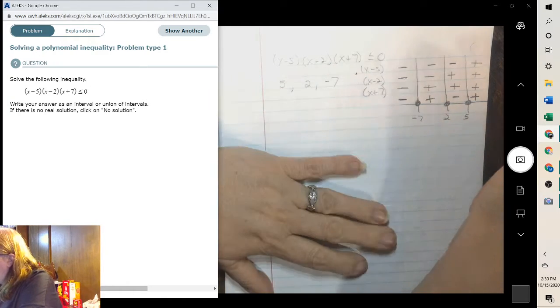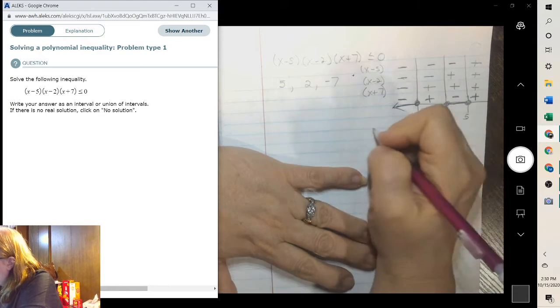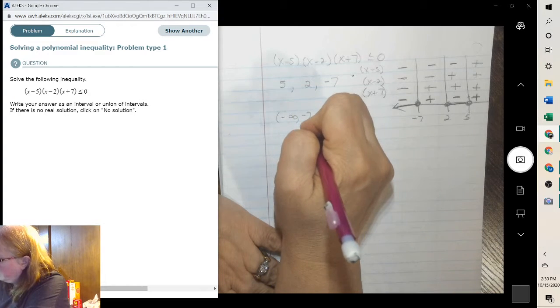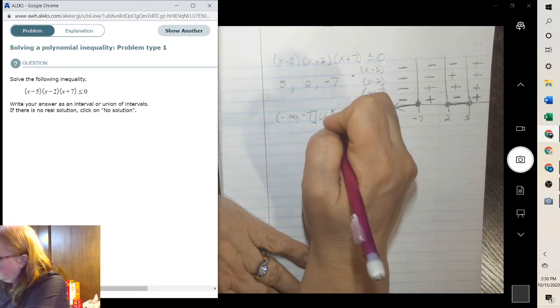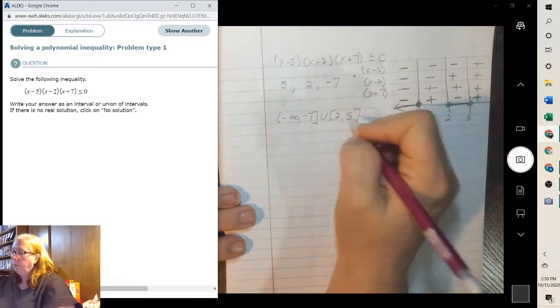We wanted less than or equal to, so we want the negatives. So our answer is negative infinity to negative 7, including the negative 7, so it's a square bracket. And then 2 to 5. And those are also including.